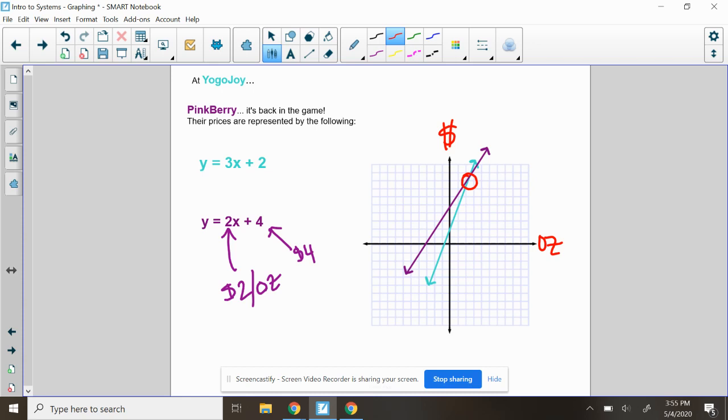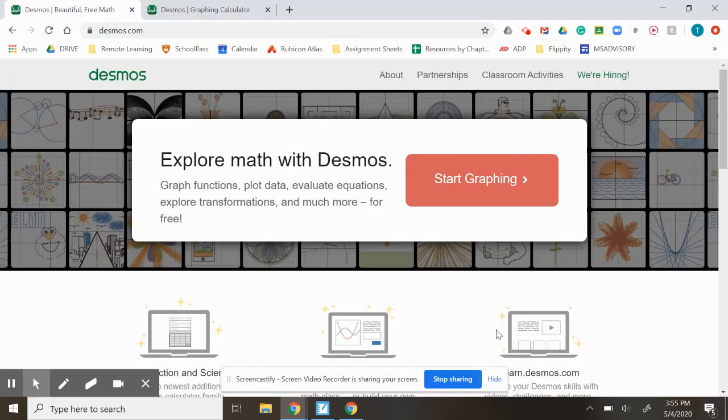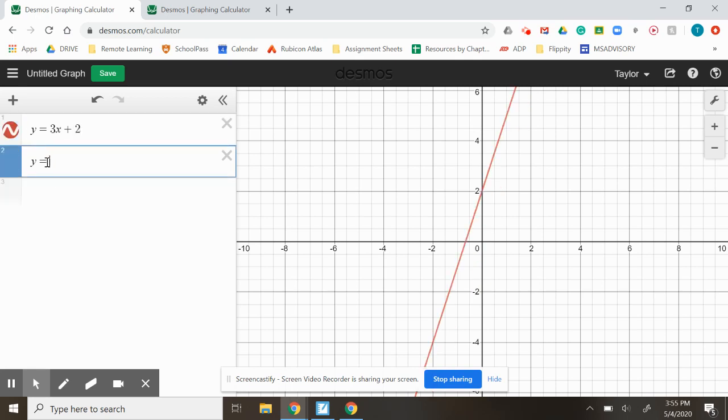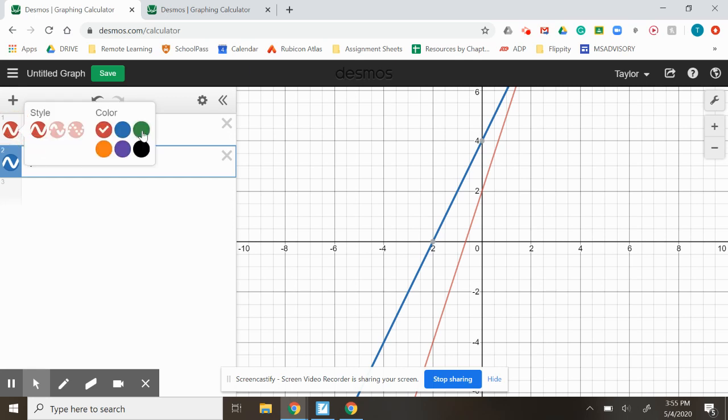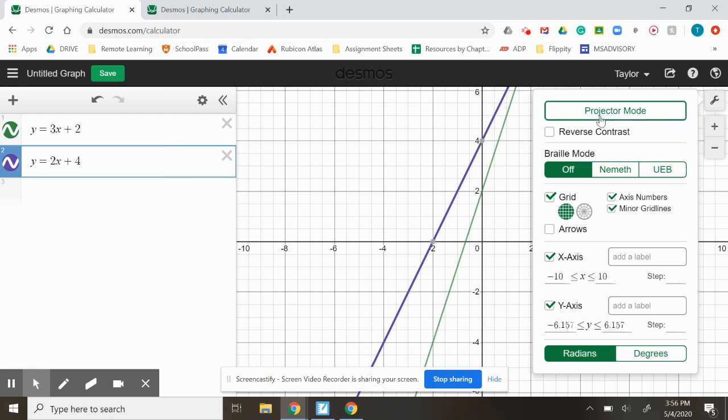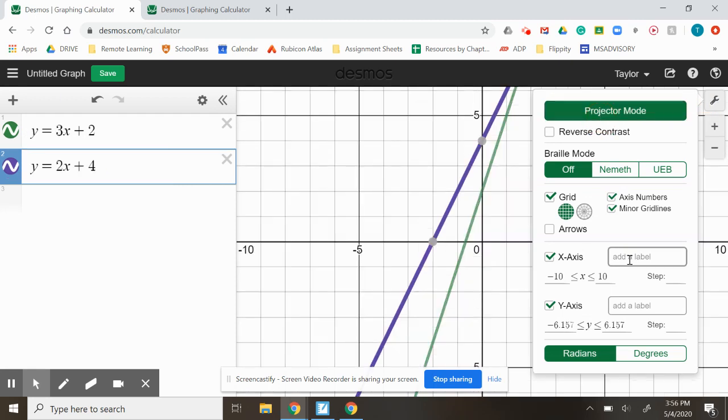But I want to be really specific, and I feel like my graphing job isn't as precise as it could be. So I'm going to use Desmos. Hopefully we've all been to desmos.com and we can click start graphing. I'm going to graph my first equation of y = 3x + 2 for Yogo Joy, and then y = 2x + 4 for Pinkberry. If I click and hold here, I can actually change the colors to reflect closer to what we had on our slides. A few other tidbits. If I click this toolbar where it says graphing settings, I really like to be on projector mode. I just feel like I can see it better.